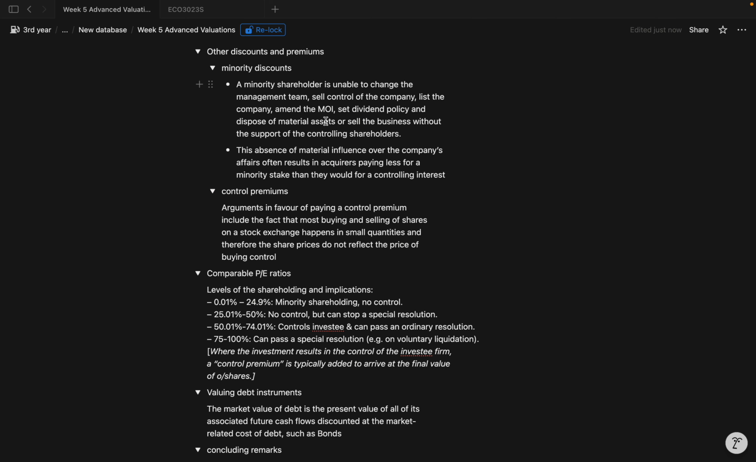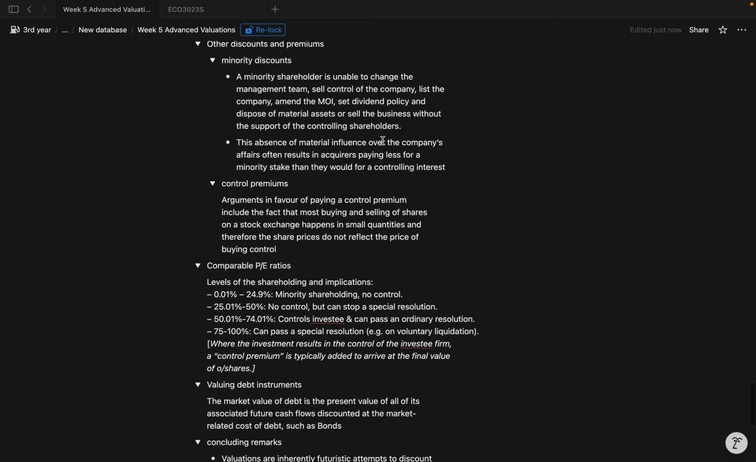Minority discounts. When you have a minority shareholder who can't change the management team, sell control of the company, list the company, amend the MOI, or set dividend policy, they can't do any of that without the support of the controlling shareholders, because they only own maybe 10% of the shares. And so because they don't have material influence over the company's affairs, acquirers usually pay less for a minority stake than they would for a controlling interest, which makes sense, right?